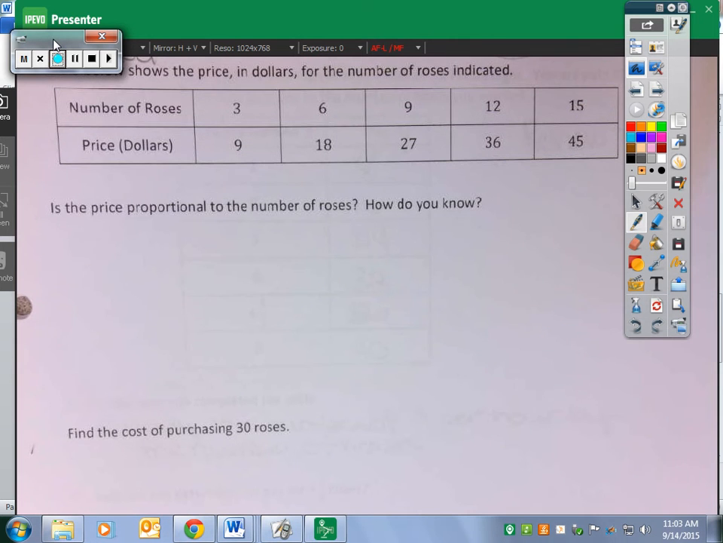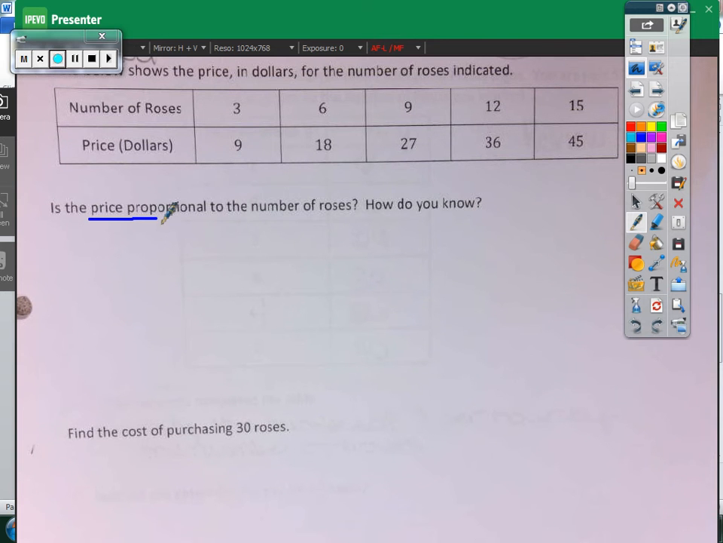Well, a few things that we need to understand in this question. First of all, the proportionality of this question will depend on the price per rose, which is my unit rate. So in this table we have 5 different values. We have to go ahead and check each of those specific values to find out if this is consistent throughout the entire table. My unit rate in this case is asking price per rose. Okay, price is first, number of roses is second.